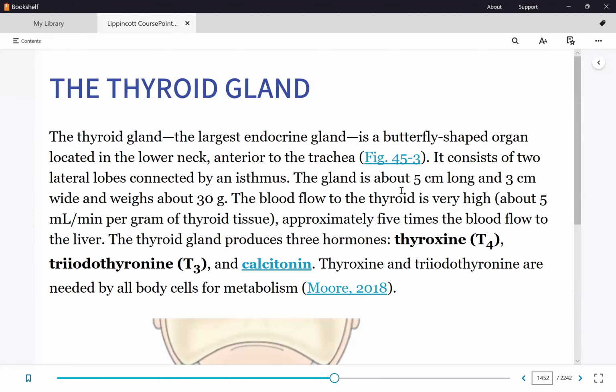So the thyroid gland is a butterfly-shaped gland. It's right here, right behind your trachea. You should not be able to palpate it. If anyone here can palpate their thyroid gland, that means it is enlarged. So if you can't palpate it, good.